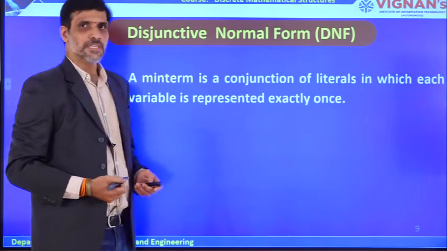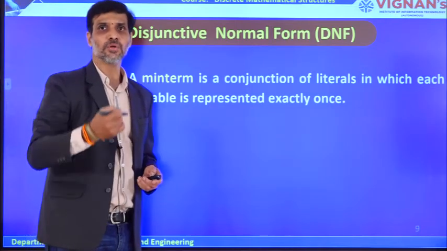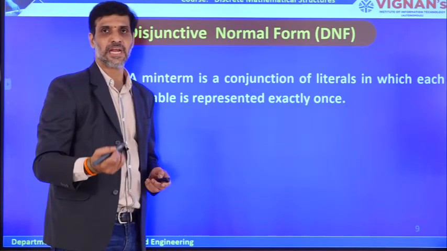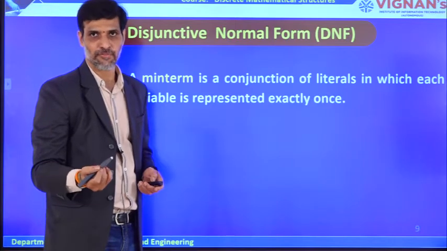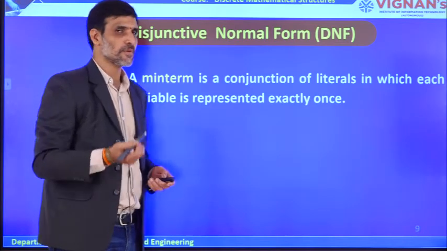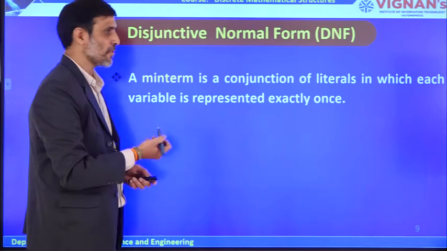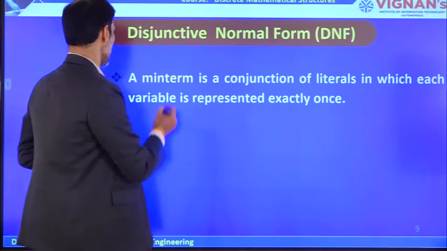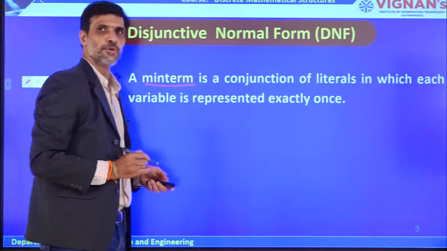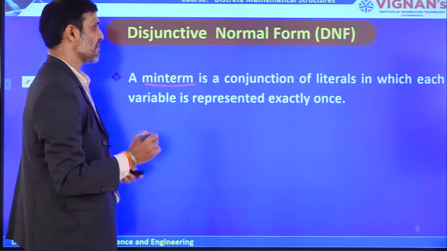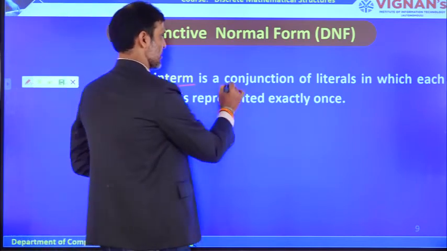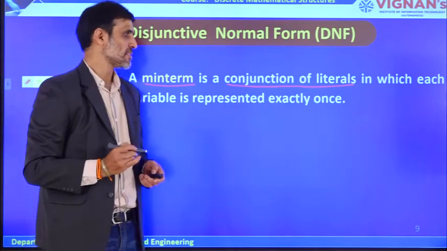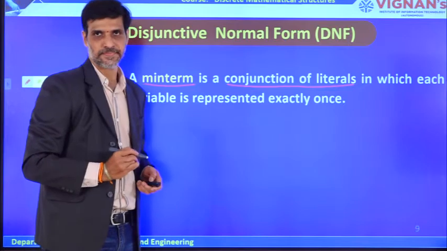Before going to discuss how to convert it into disjunctive normal form, you try to understand the definition of disjunctive normal form, what it is. To do that, we should understand some important terminology here. The first term we are going to use here is min term. What do you mean by min term? A min term is a conjunction of literals in which each variable is represented exactly once.